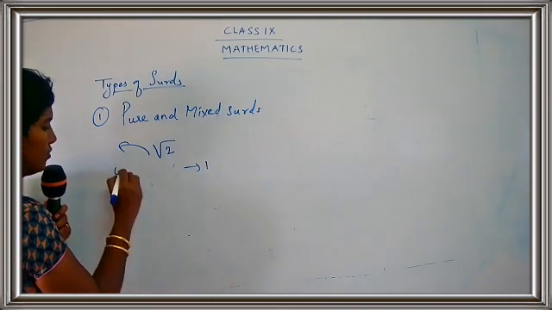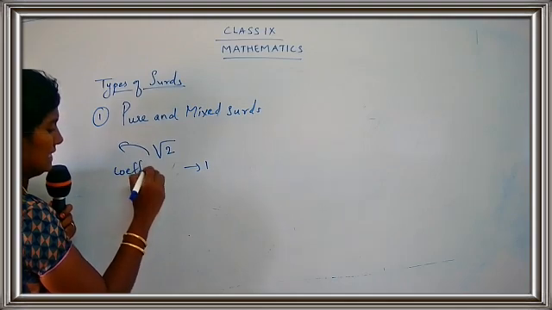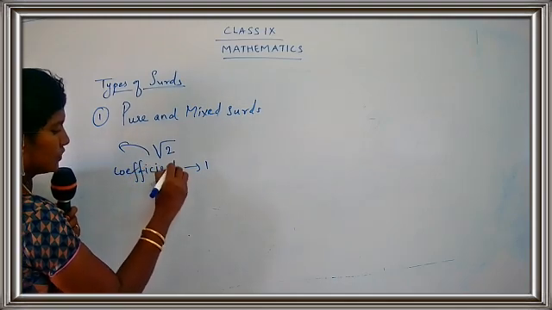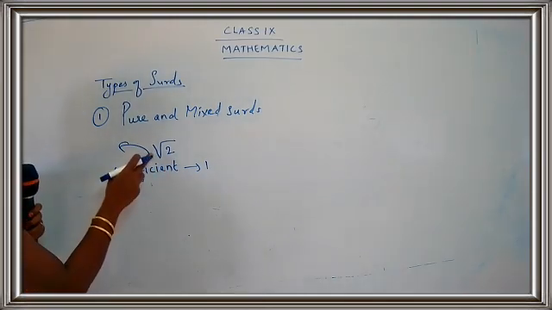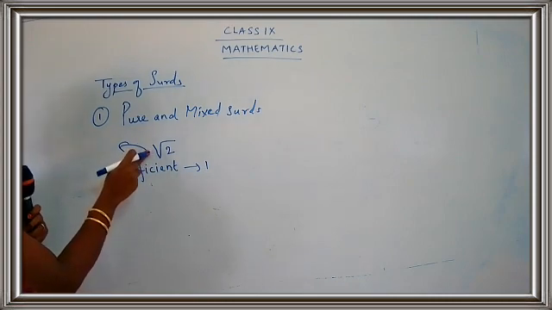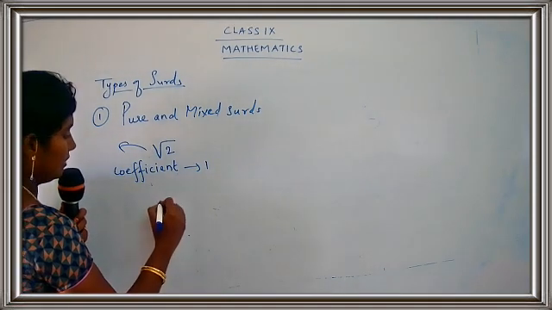Coefficient. C-O-E-F-F-I-C-I-E-N-T. Coefficient is 1. That is, you have to consider the number before the surd. That's 1. Okay, I'll just give you one more example.